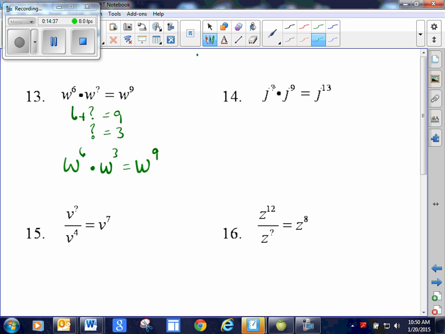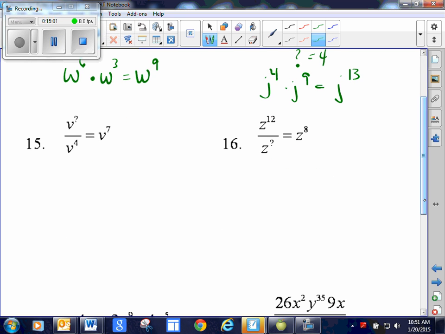This guy over here, what number would this have to be plus 9 to make 13? So what number plus 9 makes 13? And of course we know the answer is 4. So j to the 4th times j to the 9th gives you j to the 13th power.